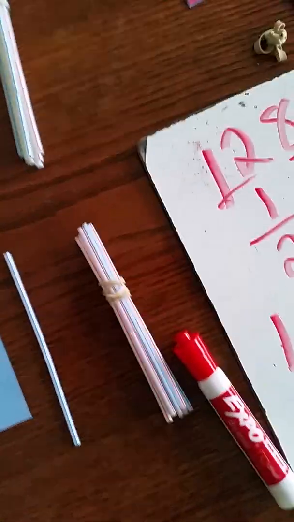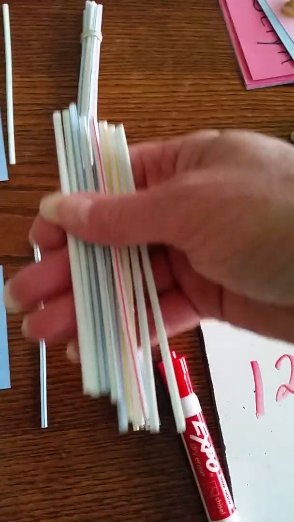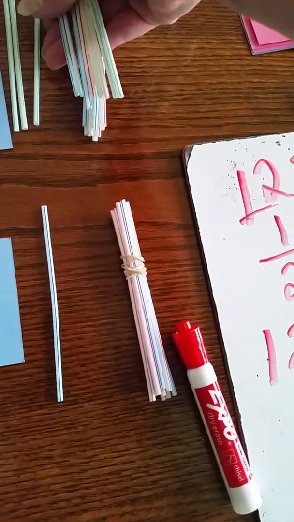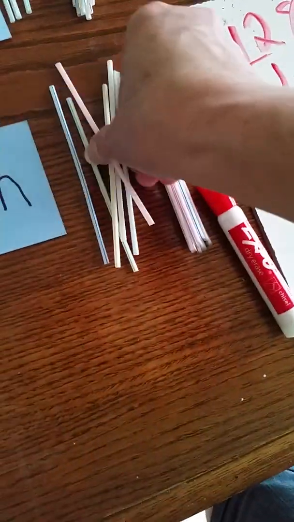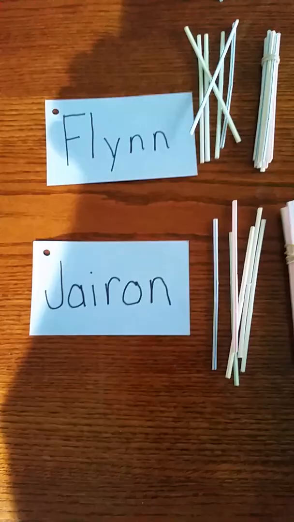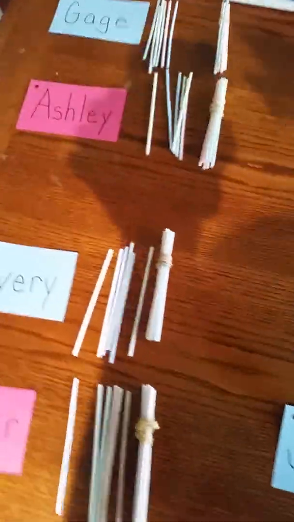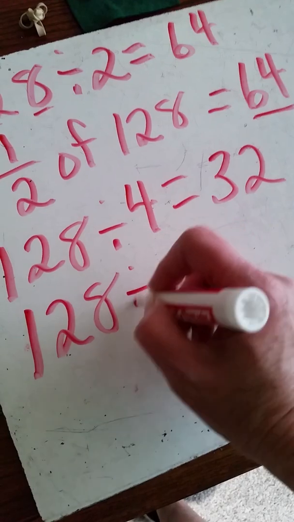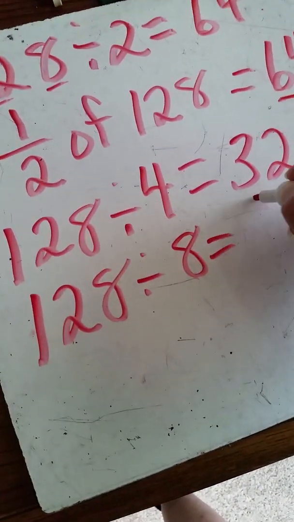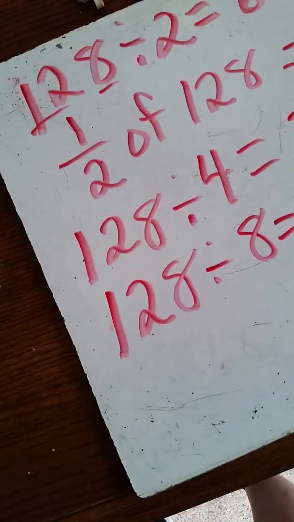Then the last 10, I took the rubber band off. Sorry, there we go. And I split that 10. I gave 5, 3, 4, 5 to each person. So now they have 1 ten and 6 ones. So we have 1, 2, 3, 4, 5, 6, 7, 8, 128 divided by 8 wonderful students equals 16.